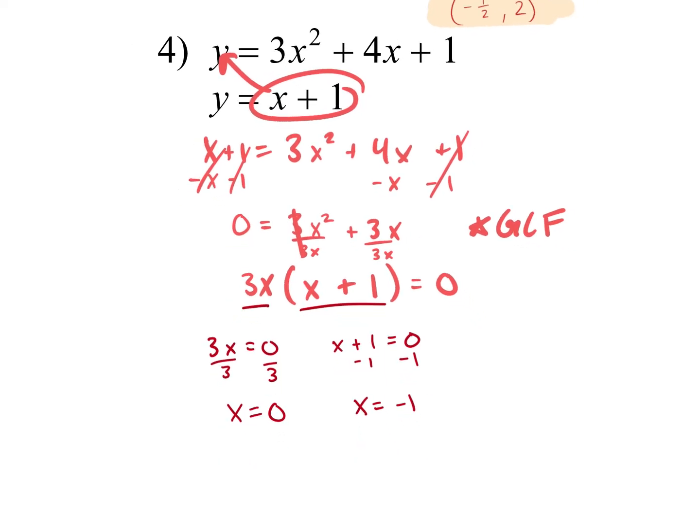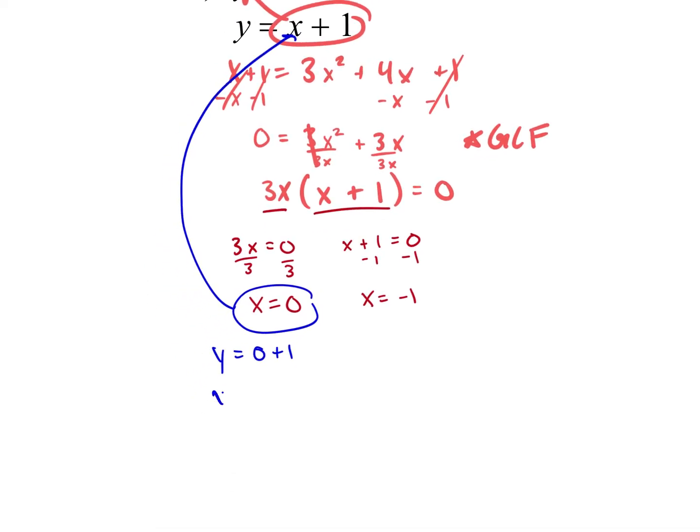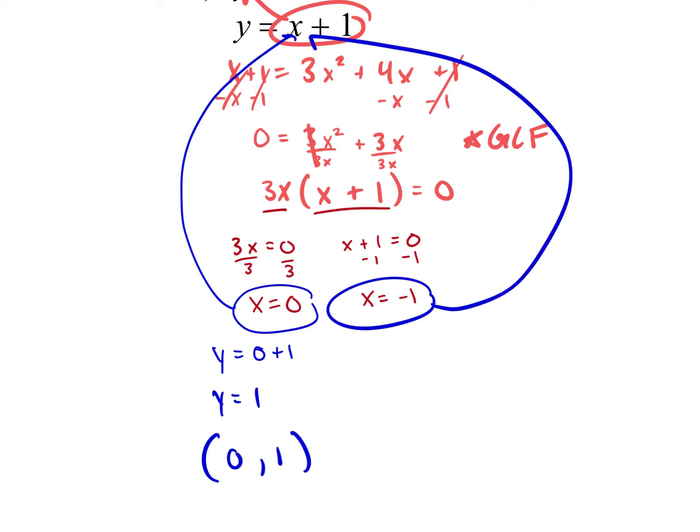Once I find the x's, I just plug each of them in to find the y's. So I'm going to plug it into the second equation. So y is equal to 0 plus 1, so y is equal to 1. So here I have 0, 1. Then I do the same thing, plug in our second x into the x. So y is equal to negative 1 plus 1, which would be 0. So negative 1, 0. So these are our two answers.